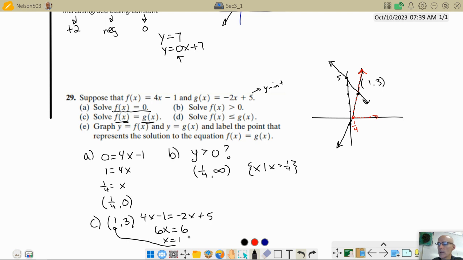My y value, I got to take the 1 and plug it back into one of the functions. I could do it in either function, right? So I'll do g of 1 since the g function's sitting right there. Negative 2 times 1 plus 5 equals negative 2 plus 5, which is 3. That's where my y value comes from right there.